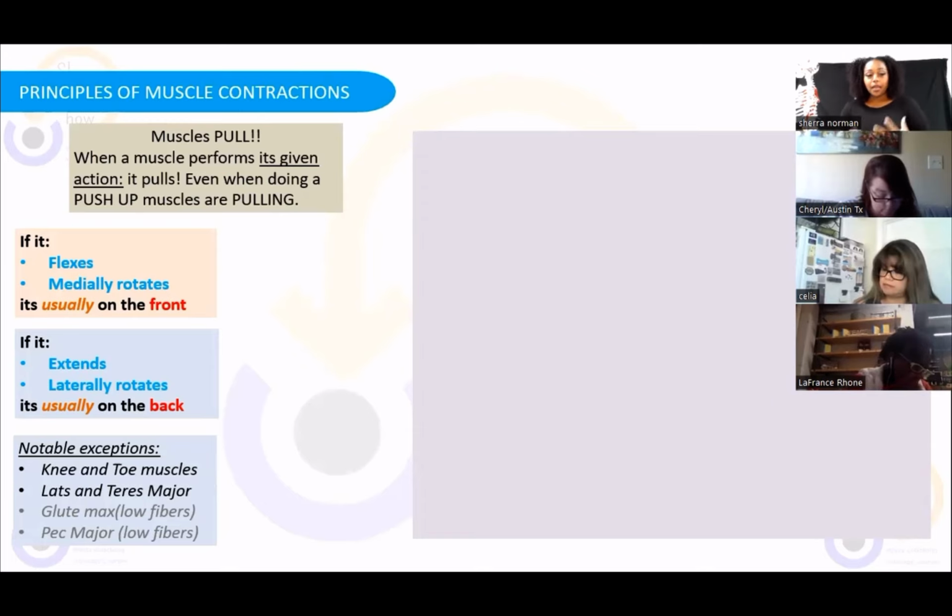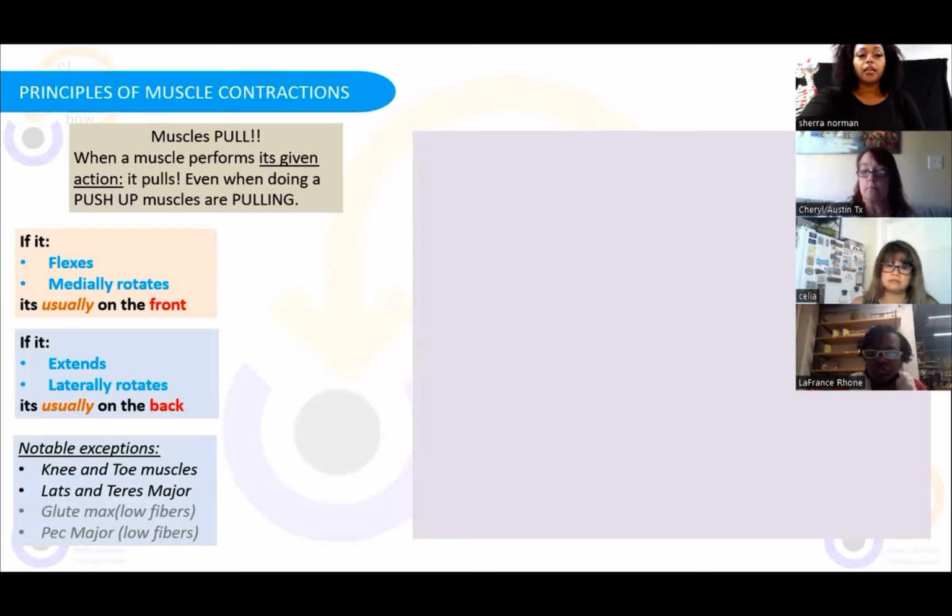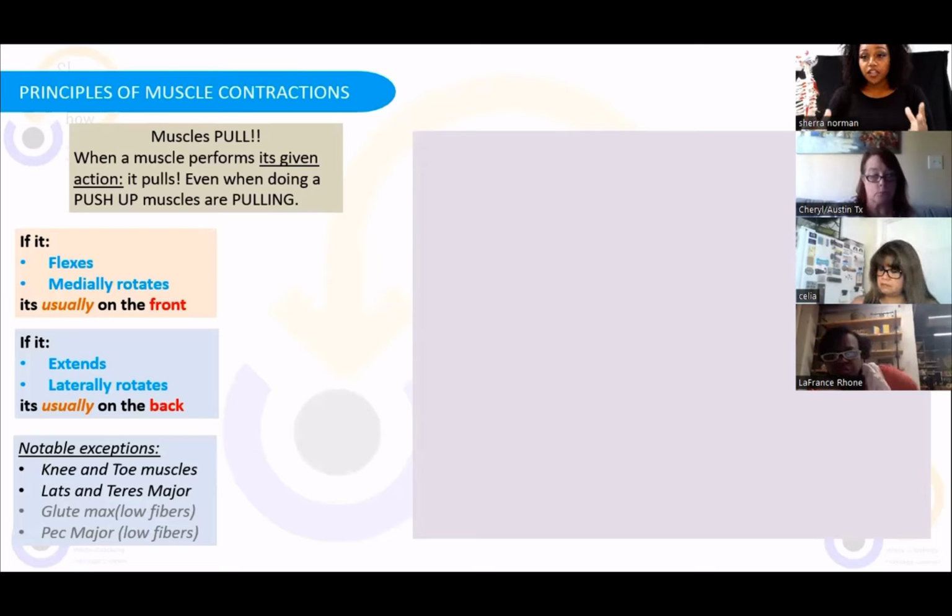It's pulling. Another notable exception is the latissimus dorsi and teres major, which we'll talk about when we get to them, but it's on the back and yet it medially rotates. That's an exception. Then, of course, the toes, because extension runs this way, so they extend, but they're on the front of the leg. Again, we'll talk about that. But generally, if it's on the front, it's going to pull towards the front. If it's on the back, it's going to pull towards the back.